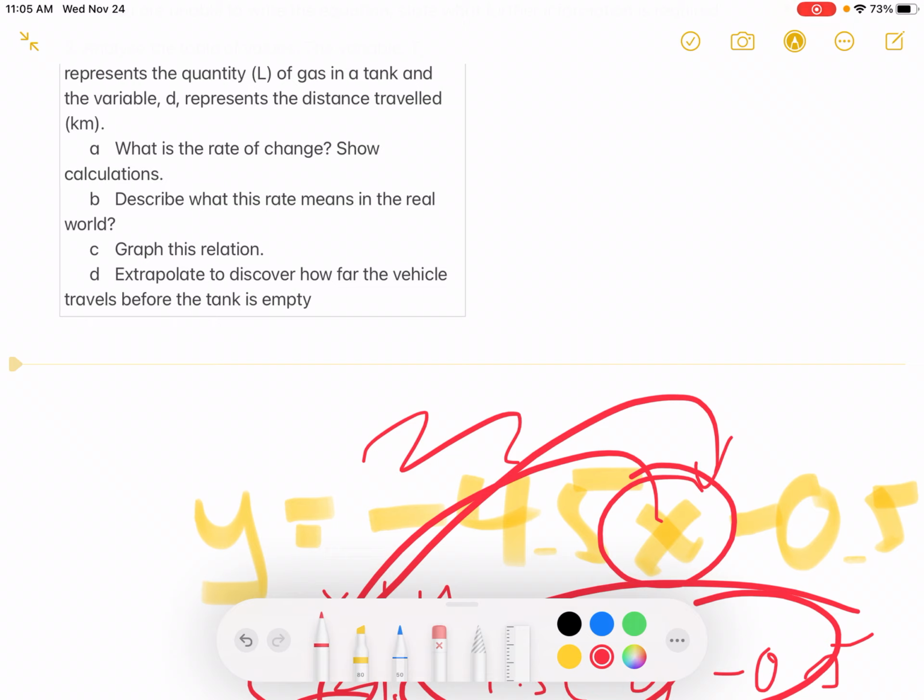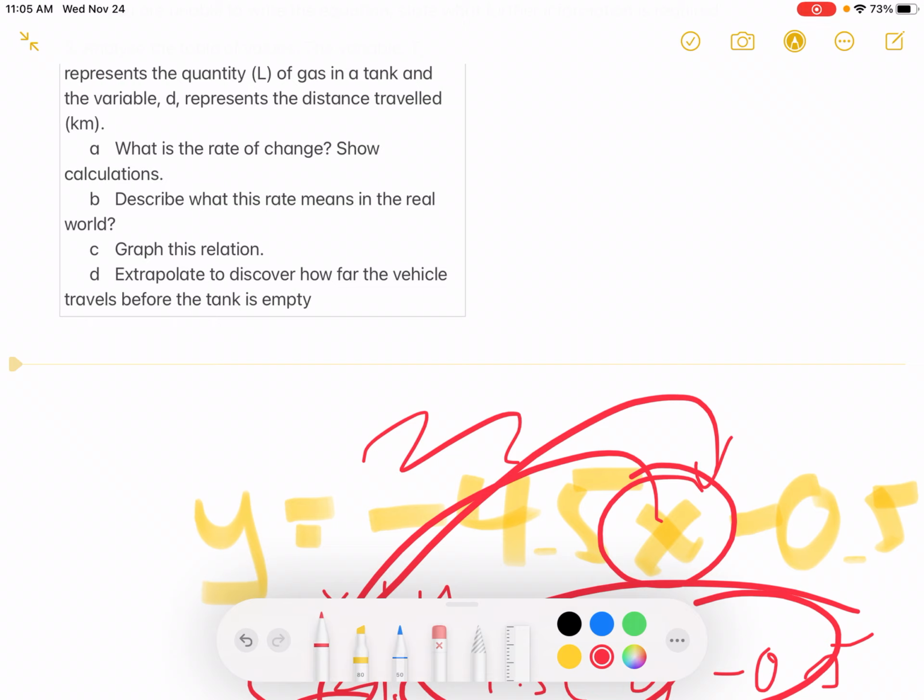Sorry, so the table here. If you look at the table for question 3, you have 0 distance driven, and you have 75 liters. As you go down the table, the d value gets bigger, and the t value goes down because there's less gas in the tank.